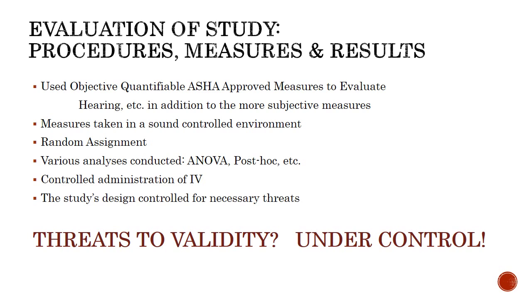In conclusion, when doing an evaluation of the present study's procedures, measures, and results, I've taken the following into account. They used objective, quantifiable American Speech and Hearing Association approved measures to evaluate hearing, in addition to the more subjective measures. And even for the subjective measures, they used measures that have been demonstrated to be useful in previous research. The measures were taken in a sound controlled environment, which was important considering that this study dealt primarily with the hearing impaired. They also instituted random assignment in the distribution of participants into groups. Random assignment is a must for a sound experiment of this nature.